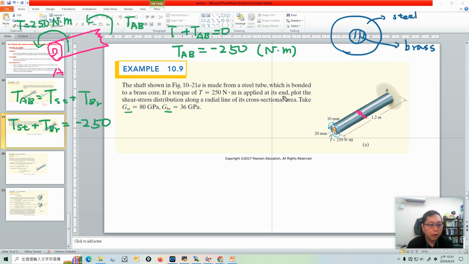Okay, so the problem wants us to calculate the shear stress distribution. That means we need to calculate the shear stress. So in a torsional member, how do we calculate shear stress? Do you remember how to calculate shear stress in torsional twist? I need to check.